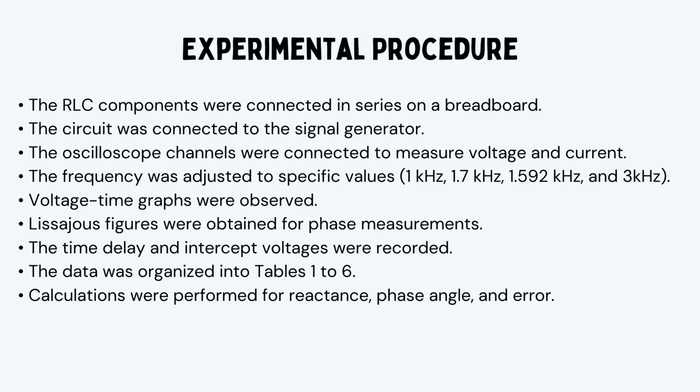I connected the resistor, inductor, and capacitor in series on the breadboard. Then I connected the circuit to the signal generator. Next, I connected the oscilloscope channels to observe the signals needed to compare voltage and current behavior. I adjusted the frequency to specific values: 1 kHz, 1.7 kHz, 1.592 kHz, and 3 kHz.